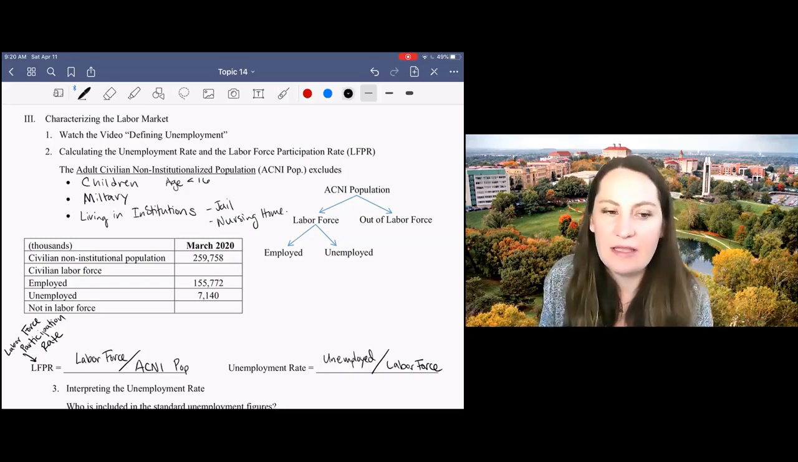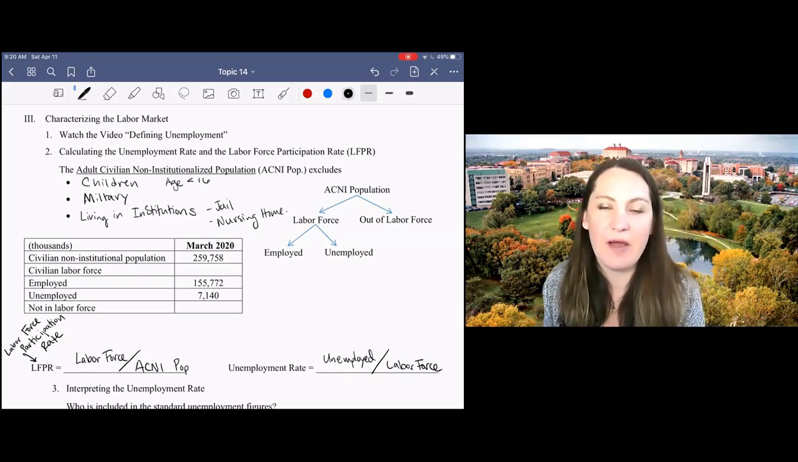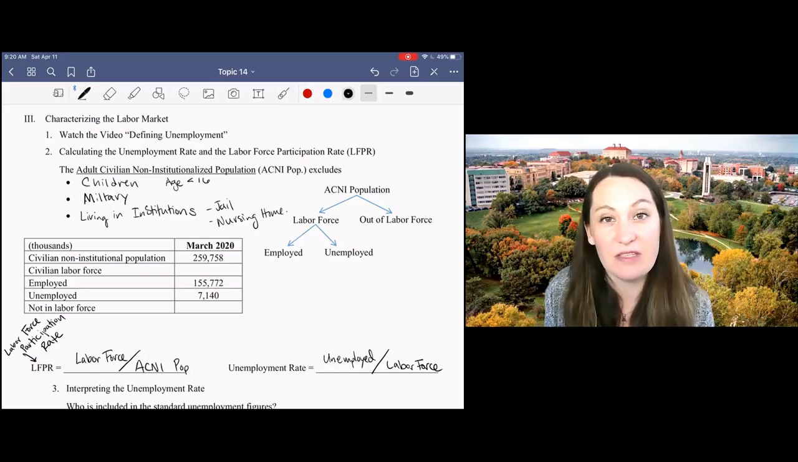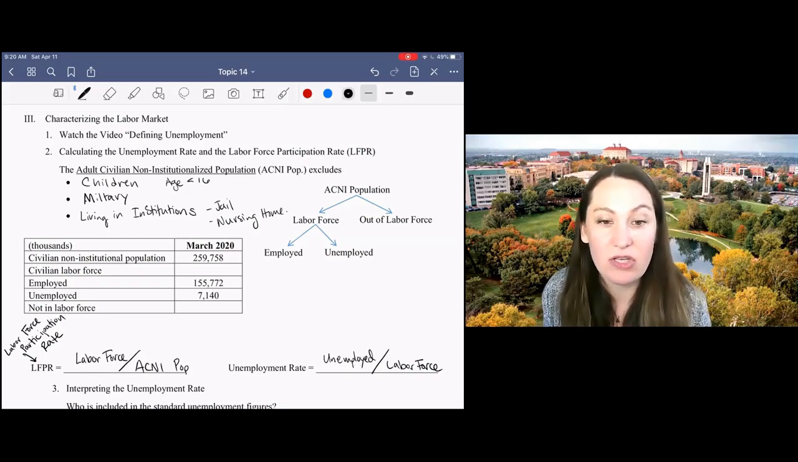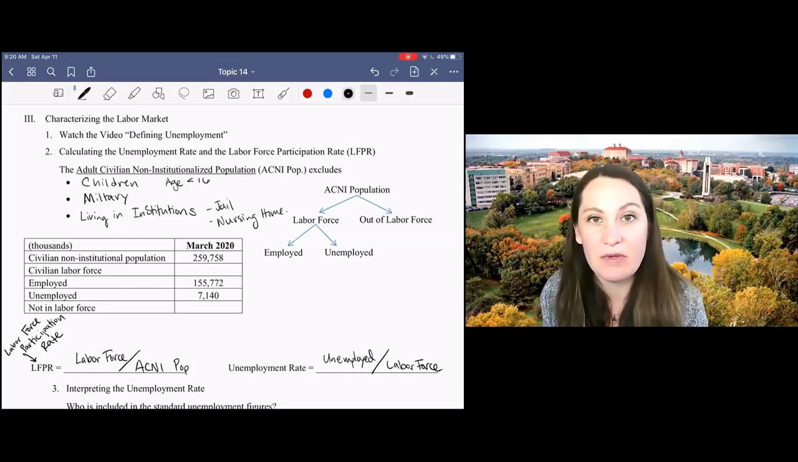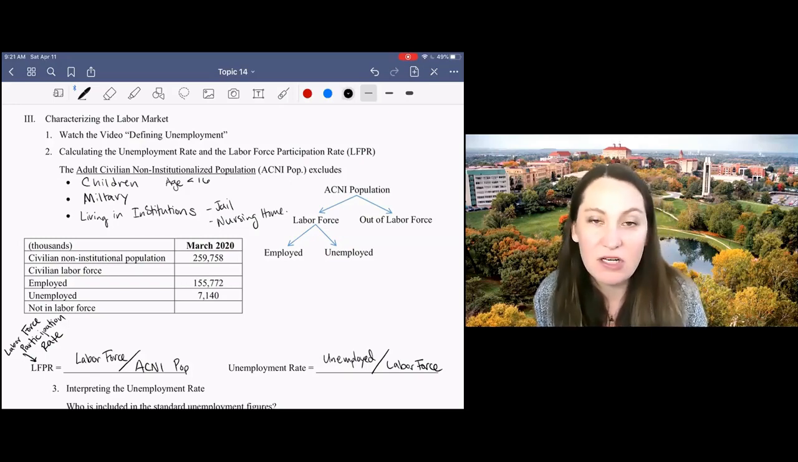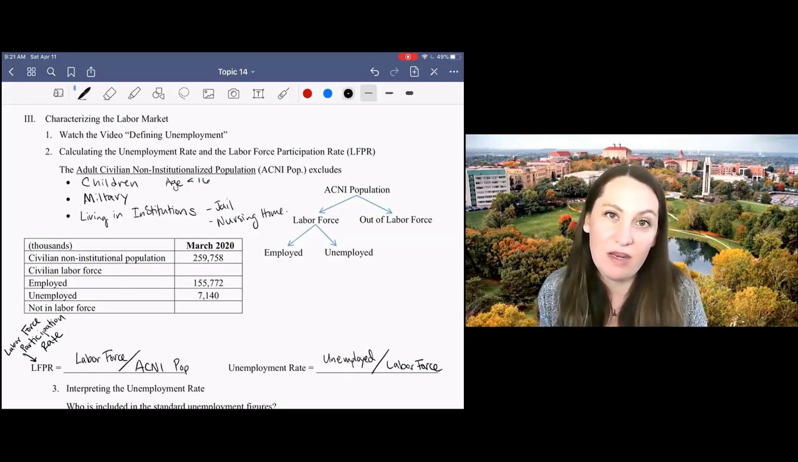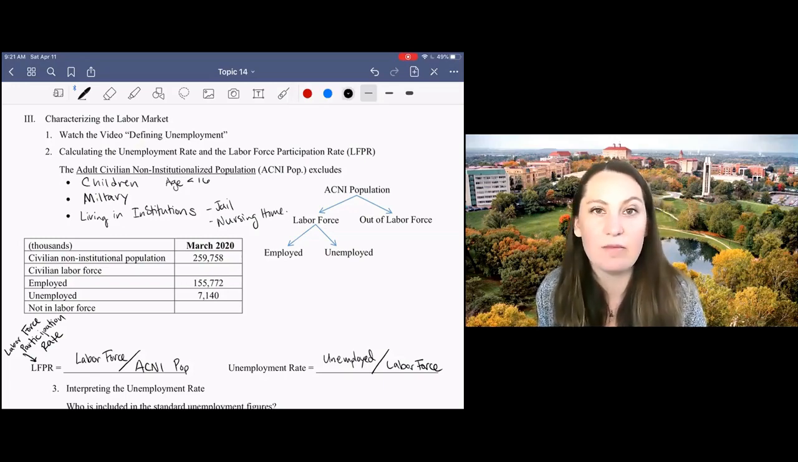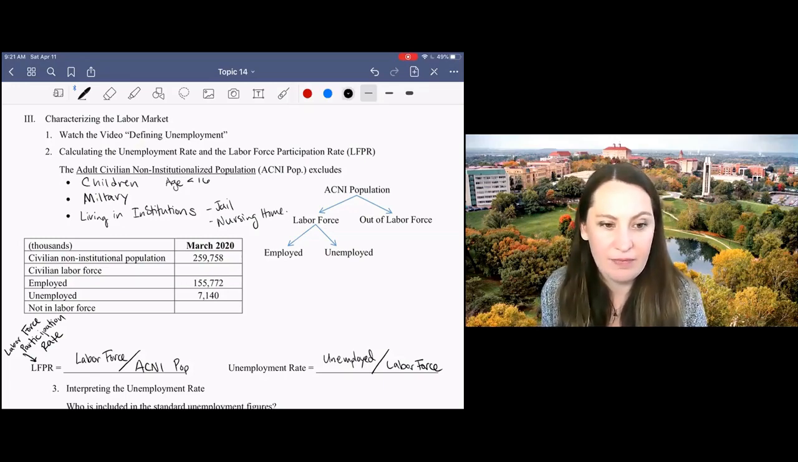So I've got some numbers in this table to help us think about what that looks like in reality. And these are the actual employment numbers from March 2020. If you looked up this information in BLS, all of the numbers would be filled into this table. But I've left some of them out so that you can start to understand the relationship between these different variables. So we've got our adult civilian non-institutionalized population, and then I've also given you the number of people who were employed and the number of people who are unemployed.